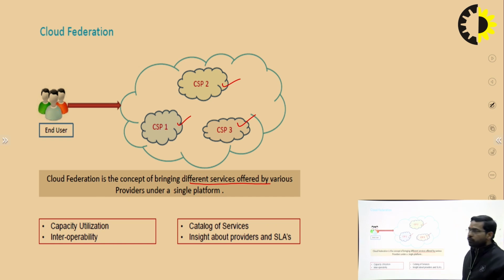So what is the use of cloud federation? Basically the use of cloud federation is for capacity utilization. We can utilize the capacity of every cloud service provider. Catalog of the services: there are a lot of services available for the users. Interoperability, so we can easily exchange the data operation from one to another. And insight about provider and the SLA. So these are some uses.